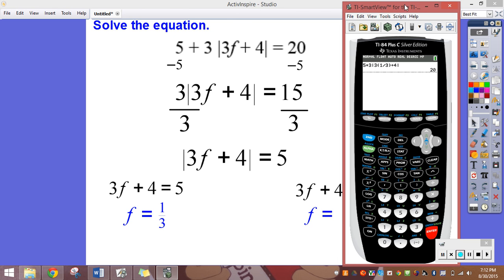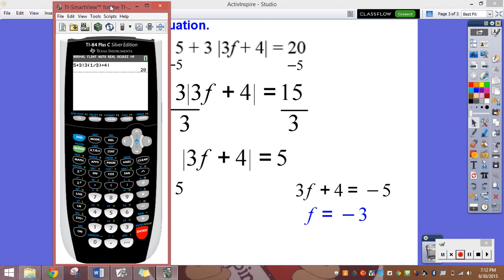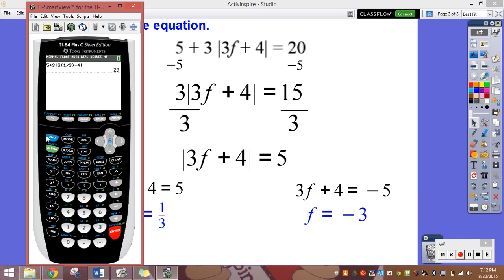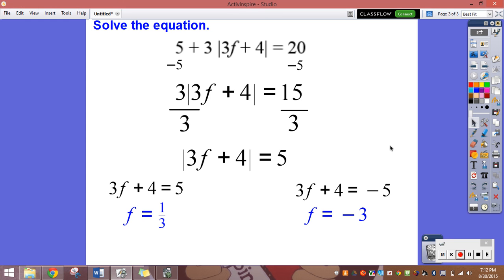If you don't feel like typing everything over again to check your next solution, you can hit second enter. It will give you the equation again. And so then you just move your cursor over to where you substitute in the value. This time it's -3. You can just type over what's there, and then if you have any extra, you can delete it. So now I have the entire equation with -3 plugged in. Press enter, and it equals 20 as well. So I know my two solutions are correct. And that's how you would solve an absolute value equation.